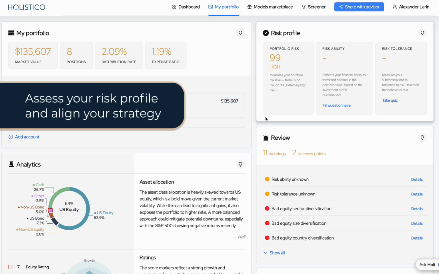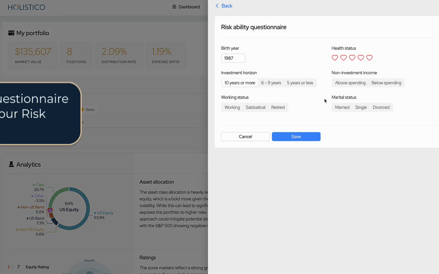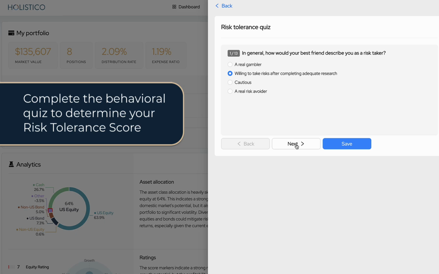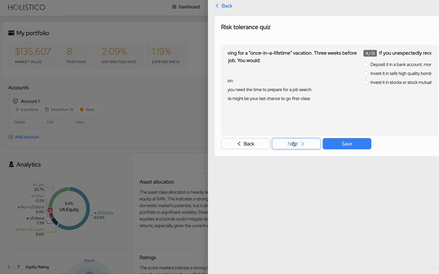Invest confidently with personalized risk analysis. Holistico's Risk Calibrator offers 2 methods to assess and match your risk preferences. Fill out the questionnaire to calculate your risk ability score. Take the behavioral quiz to uncover your personalized risk tolerance score.